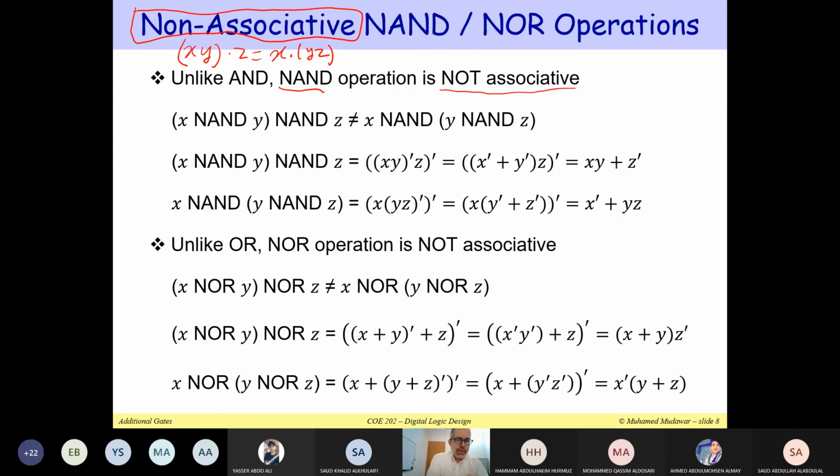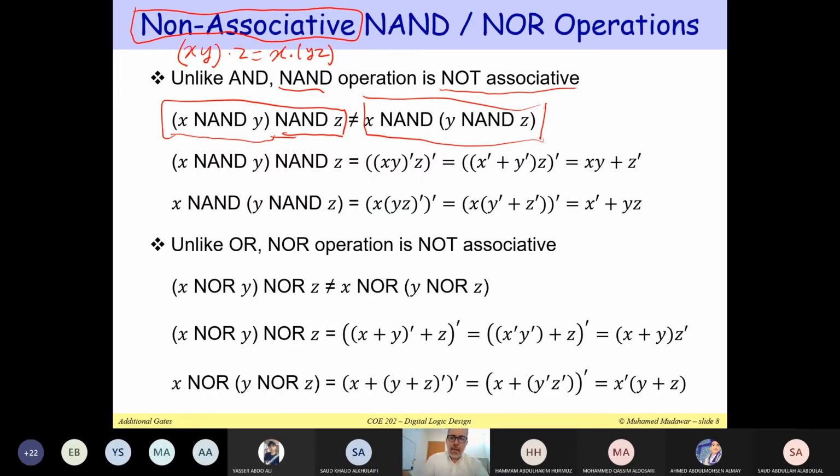So for example, if you take X NAND Y between parentheses, and then the result NAND Z, you get a different result than X NAND (Y NAND Z). So these will give you two different results. They are not the same. This is an indication that NAND itself is not associative.